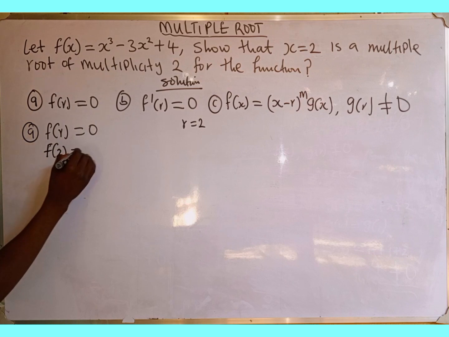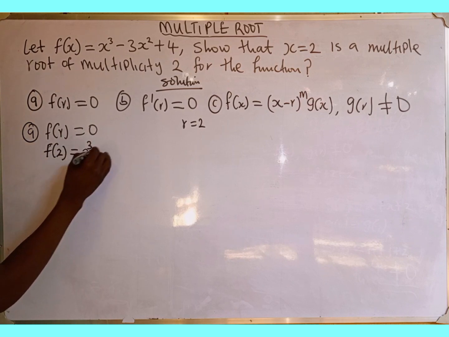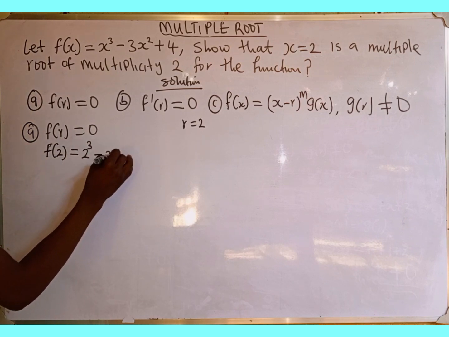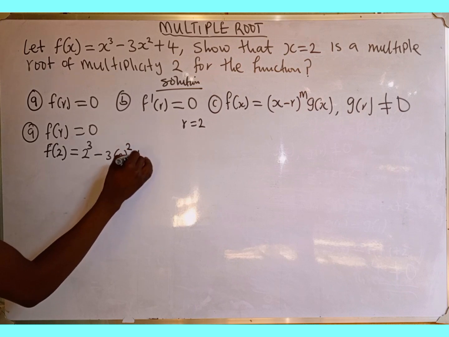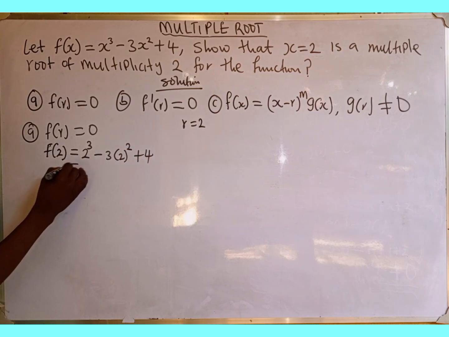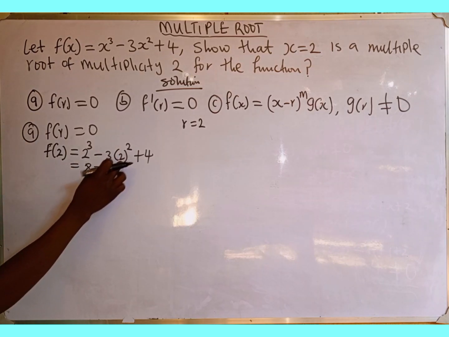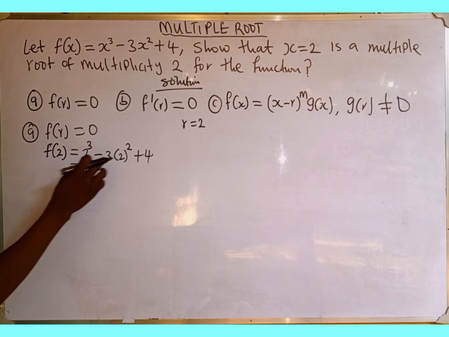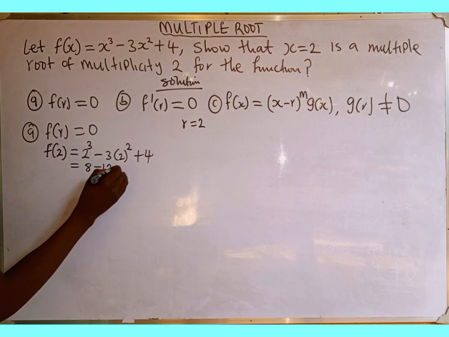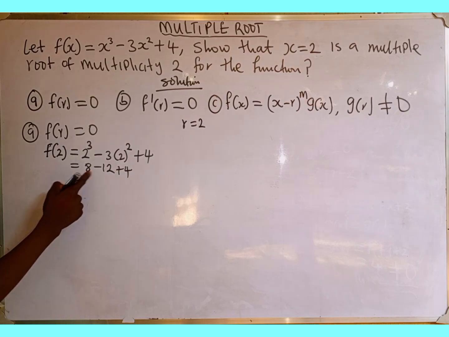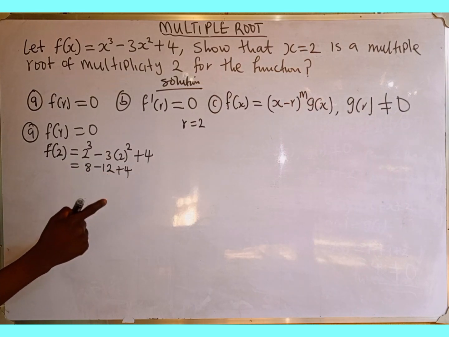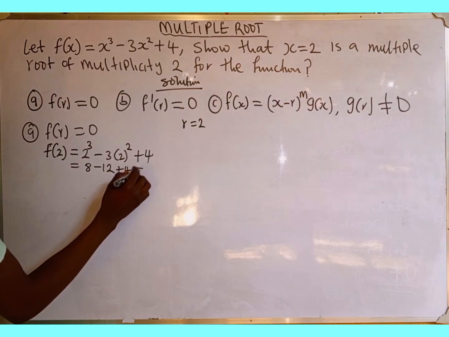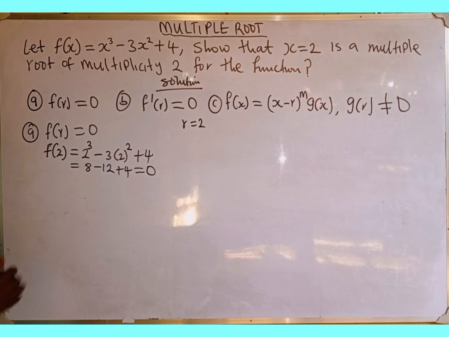The first one, x cubed, is going to be 2 cubed. Then minus 3 into 2 squared, then plus 4. 2 cubed is 8. 2 squared is going to give us 4. Then 4 multiplied by 3 is going to give us 12, then plus 4. So 8 minus 12 is going to give us minus 4. Then minus 4 plus 4 is going to give us 0. Therefore, the first condition is satisfied.